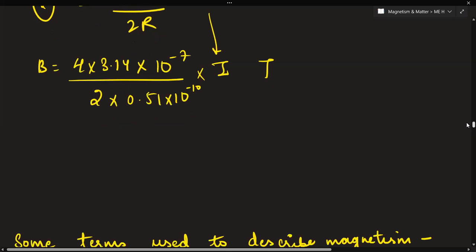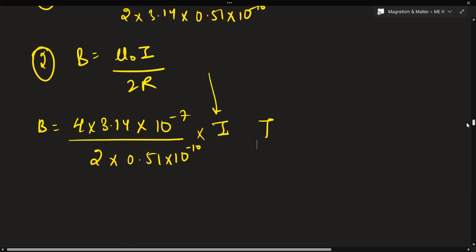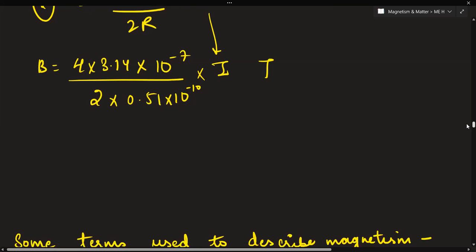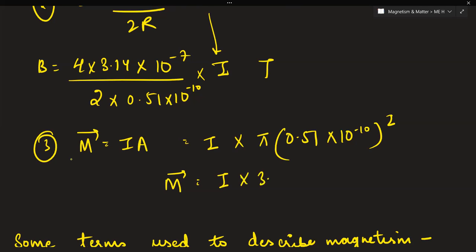And what's the last part? Magnetic moment associated with the electron. See, magnetic moment will be what? Magnetic moment will be current into area. Current from the first part you have to calculate, and area will be pi r square. So r is 0.51 into 10 to the power minus 10 whole square. So you put the value of current from the first part, pi as 3.14 and 0.51 into 10 to the power minus 10 whole square. This much ampere meter square. So just solve and check.